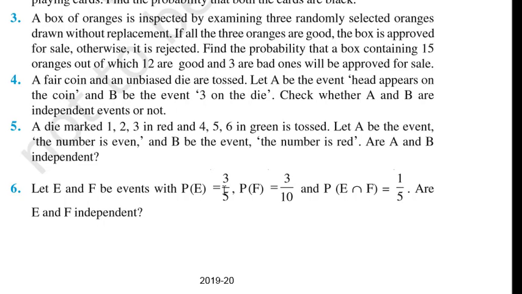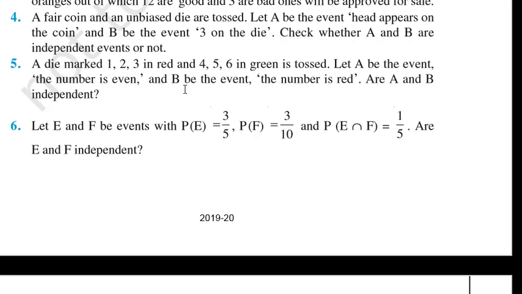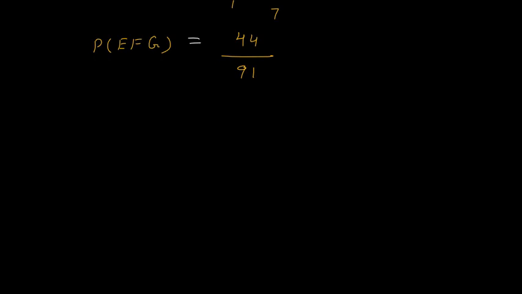Now let us see the fourth question. A fair coin and an unbiased die are tossed. Let A be the event that head appears on the coin and B be the event that 3 appears on the die. Check whether A and B are independent events or not. So I have to check whether A and B are independent. Now I have tossed a fair coin and an unbiased die. So in the fourth problem, let us see what is given.